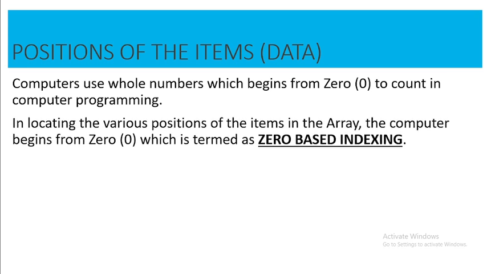In an array, you locate the various positions of the items. The computer begins from 0, and this is termed zero-based indexing. Computers use zero-based indexing to locate the positions of what? Of the items in an array.